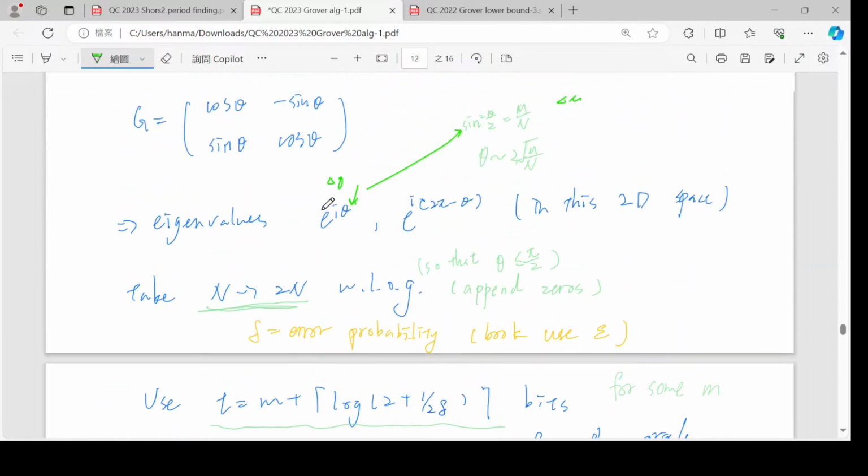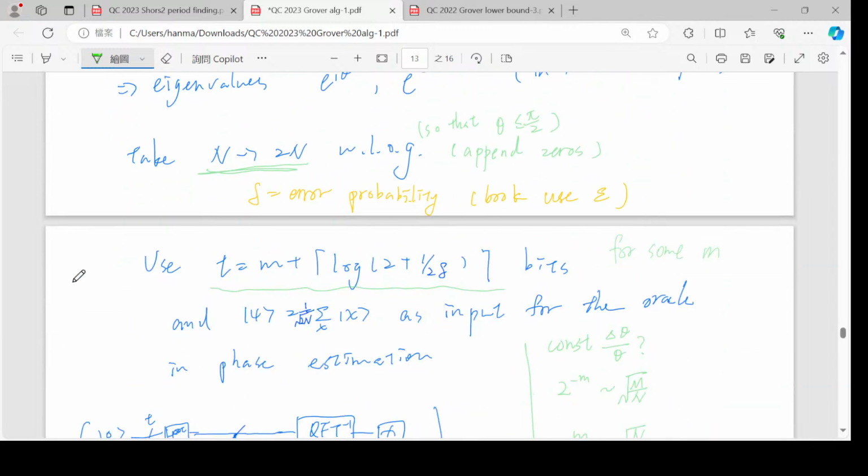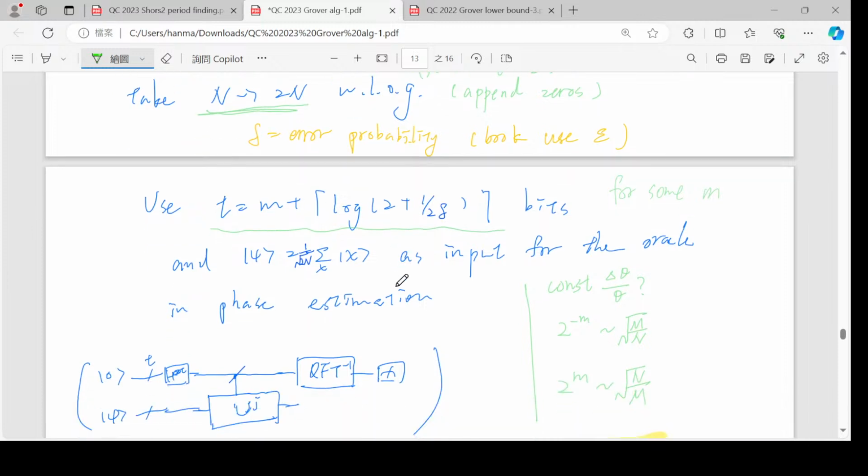Then we pick the parameter of our phase estimation. So we say we use t equal to n plus log of 2 plus 1 over delta bits in phase estimation. And so this will tell us two things. We have some m to be fixed. So we'll fix on delta that we want, and then we have this n to be determined later.